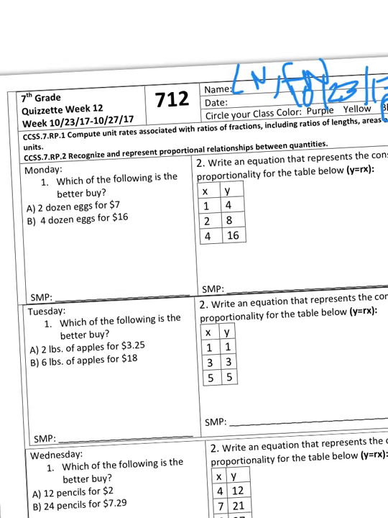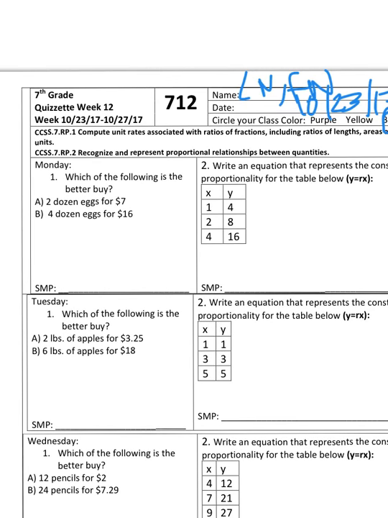Number 1, which of the following is the better buy? 2 dozen eggs for $7 or 4 dozen eggs for $16? So what you do is you multiply the amount of dozens you have by 12 because dozen means 12. So I would write, what's 2 times 12? That's 24 eggs for $7. And then here we have 4 dozen eggs. And that's 4 times 12, and that's 48 eggs.